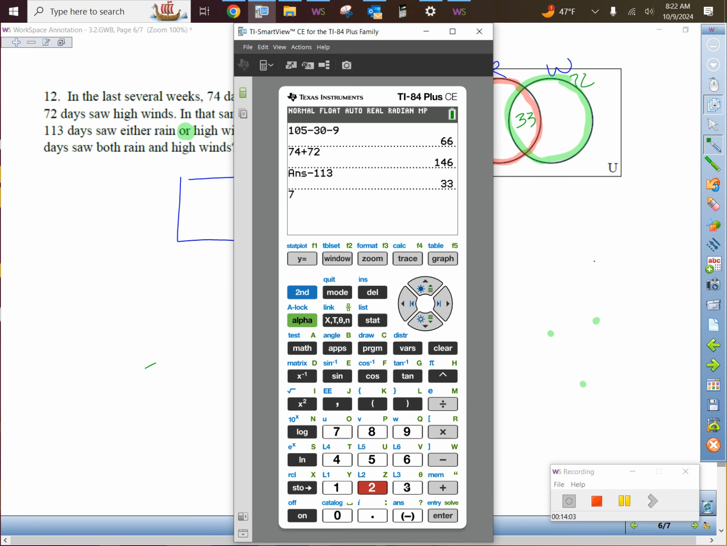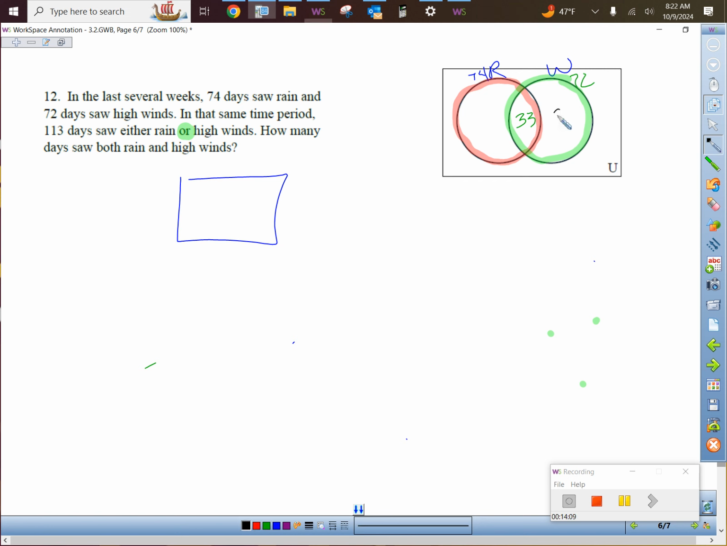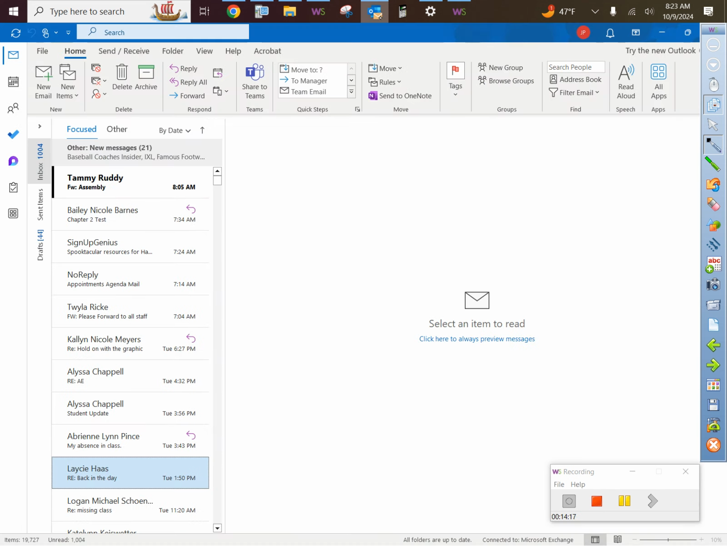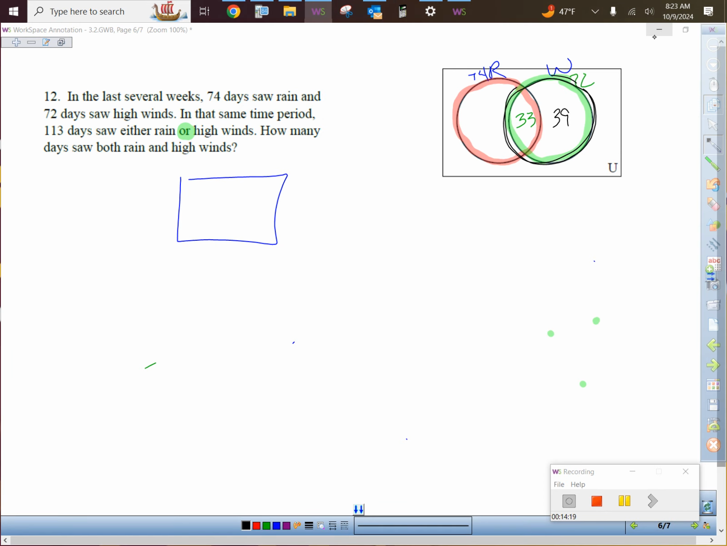72 minus 33 is 39. So there is a 39 right here. And all of these numbers add up to 72. And then 74 minus 33 is 41. Let's answer the question. How many days saw both rain and high winds? 33. Not an easy question.